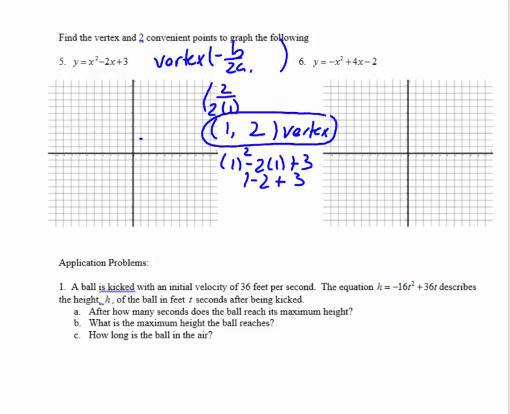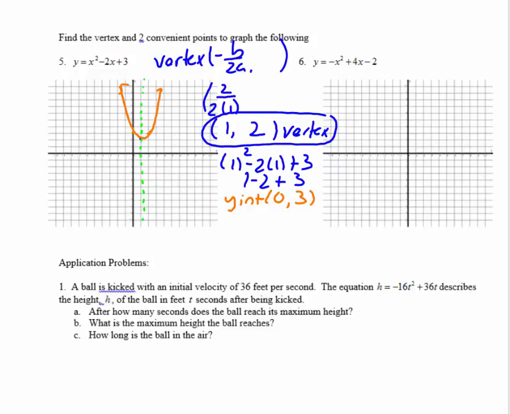So when I plot (1, 2), I can go ahead and do my line of symmetry, because if I want to find one point and mirror image it over, then I already have a second convenient point. So what value would I want to choose? Well, I could find my y-intercept. And how do we find the y-intercept? We let x be 0. So if I plug in a 0 for x, I get 3. So my y-intercept is (0, 3). I'm 1 unit away on the left-hand side, so I go 1 unit away on the right-hand side. And now I know that my parabola opens up. So that's if they don't want 5 points. If they just want the vertex and 2 convenient points, you can go ahead and graph it pretty quickly.